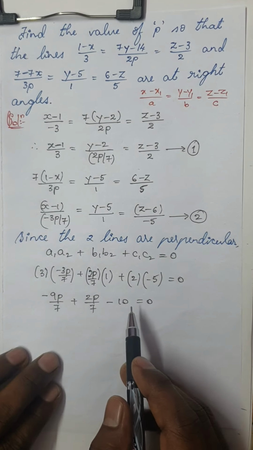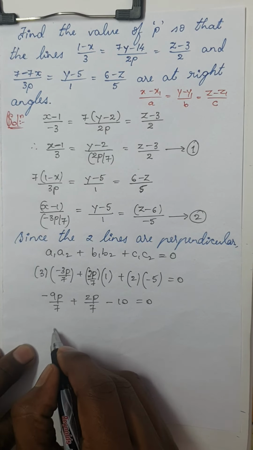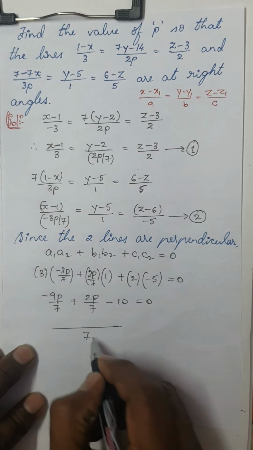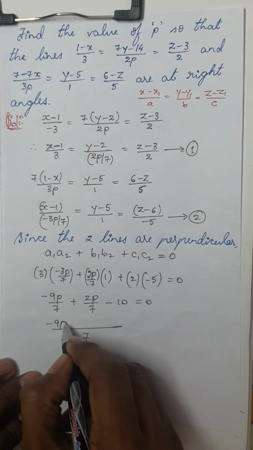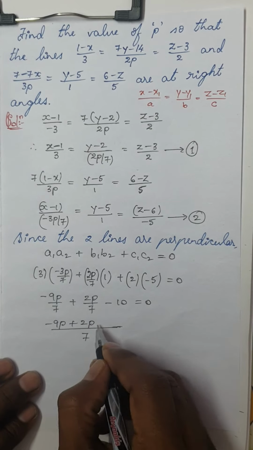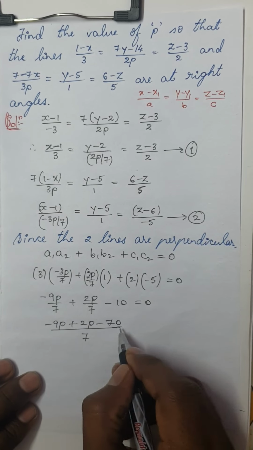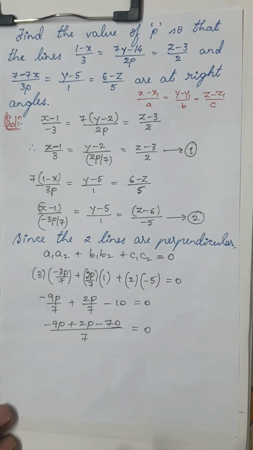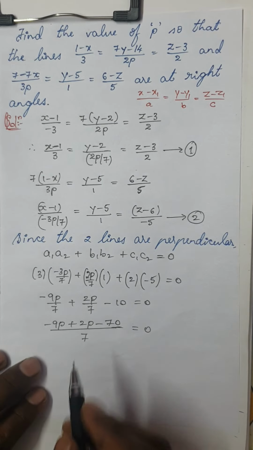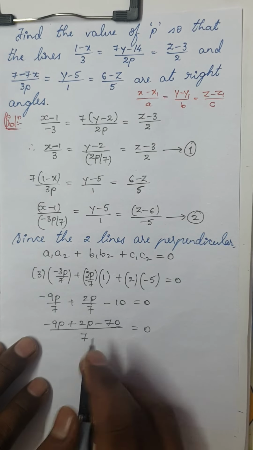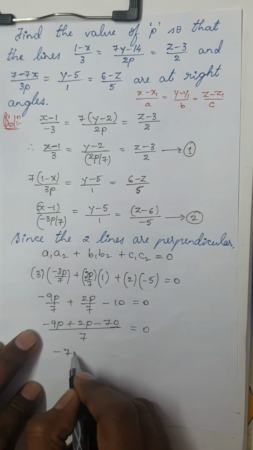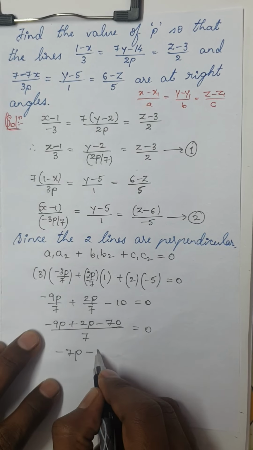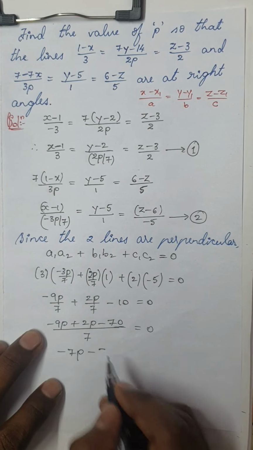Okay, so you can take the LCM here. The LCM would be 7. Is it clear? So LCM would be 7. You will get minus 9p plus 2p minus 10 sevens would be 70. This is nothing but 0. Okay. So if you cross multiply, you will get so 7 into 0 would be 7. Now minus 9p plus 2p would be minus 7p minus 70. Isn't it?